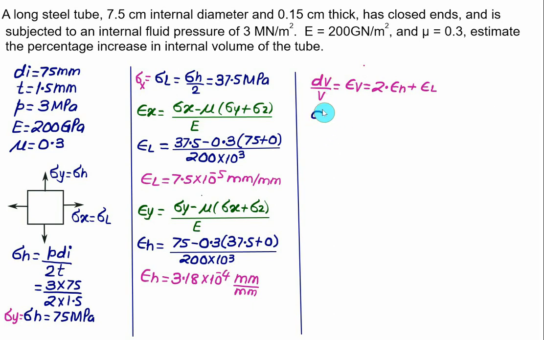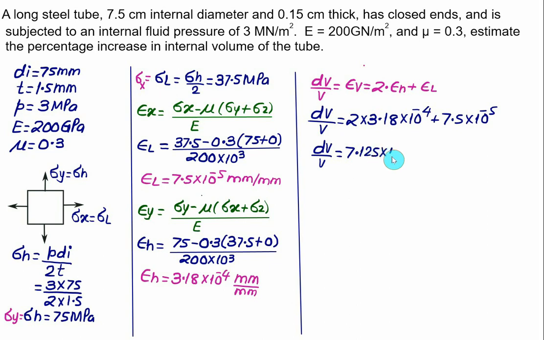So we have change in volume upon original volume is 2 times the circumferential strain, that equal to 3.18 into 10 to the power minus 4, plus the longitudinal strain, that is 7.5 into 10 to the power minus 5. So we have dV by V, change in volume upon original volume, is equal to 7.125 into 10 to the power minus 4.